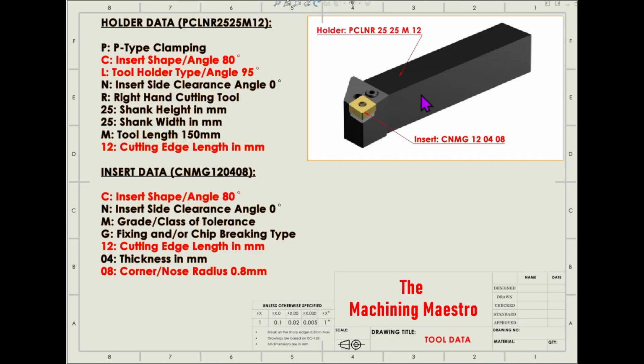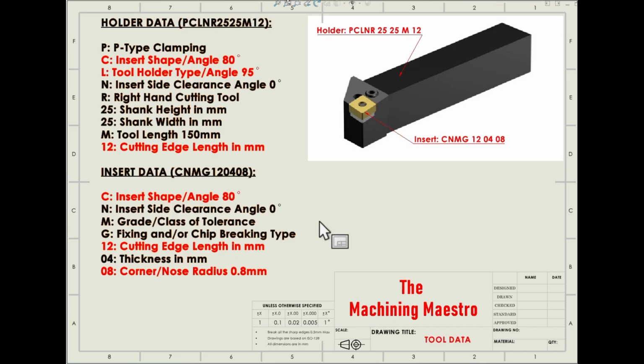Actually there are many kinds of holders and many kinds of designations and designation meanings, which I will explain in my coming videos, where I will take the example of many different tools and their ISO designations, and we will discuss them one by one. This is just a quick briefing to help you understand this tool, because we are going to create this tool in our machine controller, so that it can be used in the program and you can check the simulation properly. And now come to the insert data.